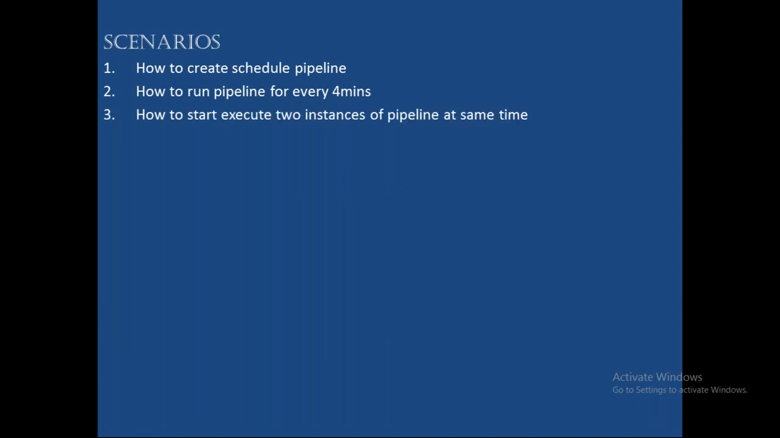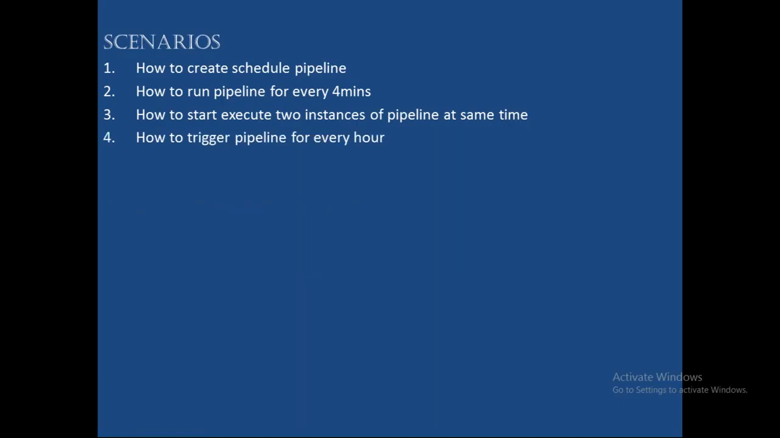Let's see now how to start executing two instances of a pipeline at the same time. Example, you have a pipeline. Let's imagine you have scheduled a pipeline to run every minute. The first time the pipeline started and it is executing. Then you reach the next minute, and the pipeline will start again while the previous pipeline is still executing. The same pipeline will be called again, so two instances of the pipeline will execute at the same time. I will show you that as well.